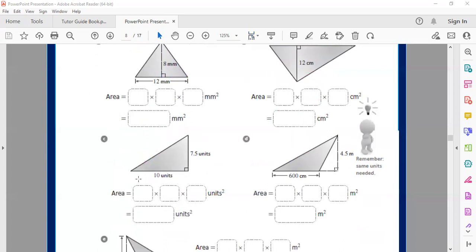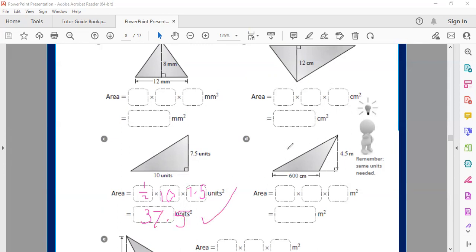Over here, 10 at the base, 7.5 at the height. So this is half times 10 times 7.5. Tell me your answer in chat quickly, all of you. What's your answer for this in chat? Very good. Sridhar, 37.5. Okay, well done.